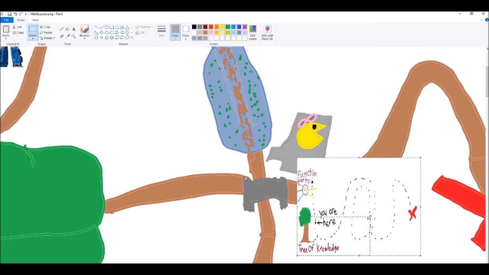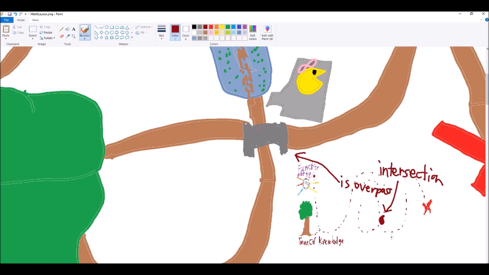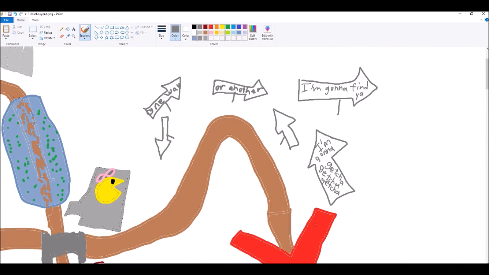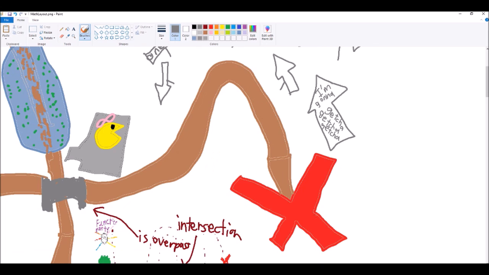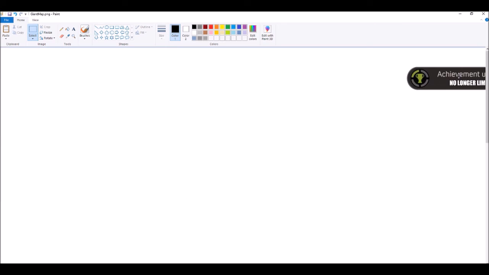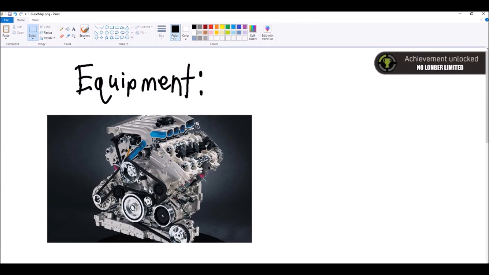Ooh, here's a startling realization. This area right here that looks like an intersection, it's actually an overpass. We have to go all the way around the loop before we can go through the fields of arrows. It's a long stretch, so I'm going to need to split that up. And then we get to the treasure at the end. Congrats everyone! Achievement unlocked! You have finished a section on limits. And we just got some equipment as a reward. A car engine.